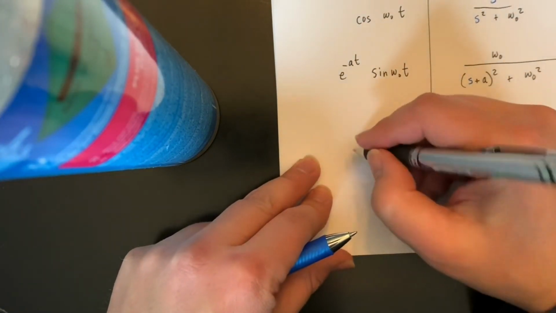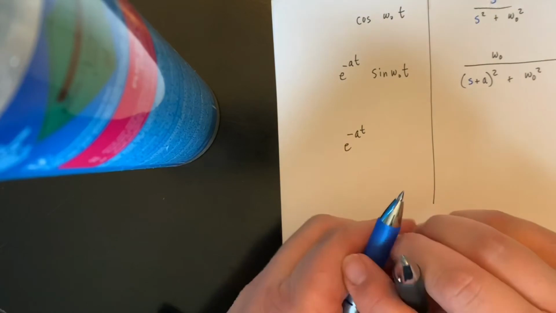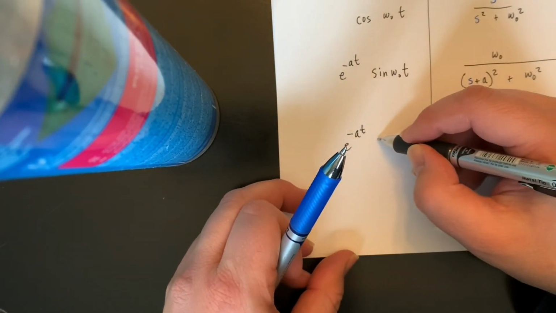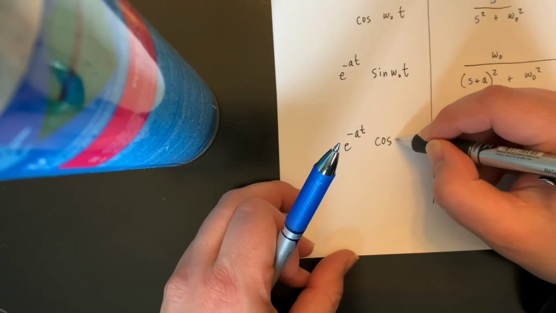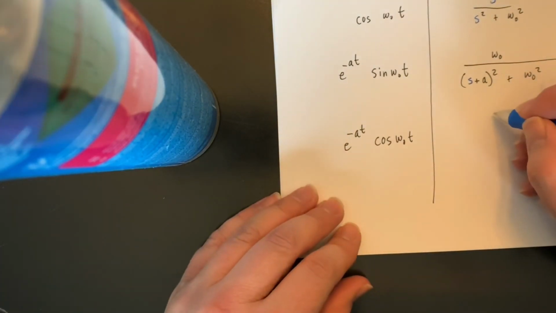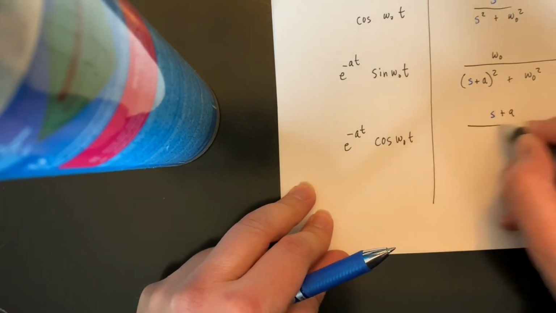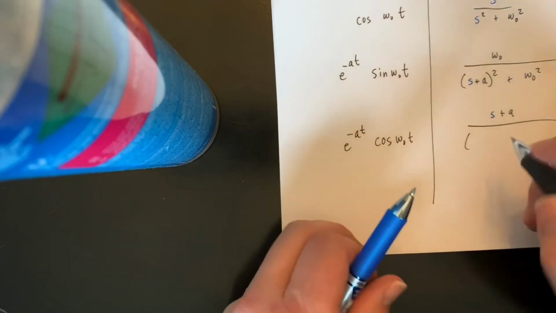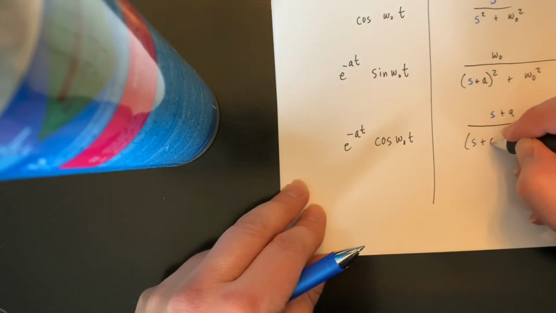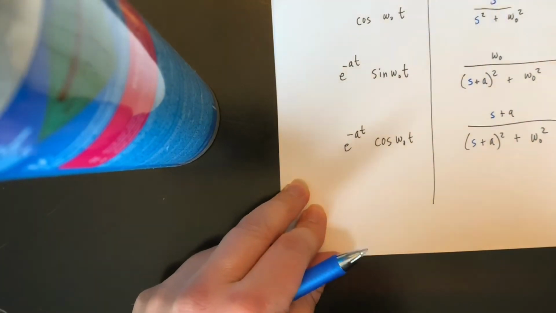And similarly, if we have an exponentially decaying envelope, of course if a is greater than 0, of cosine omega naught t, we get s plus a in the numerator over the quantity s plus a squared, same denominator as before.